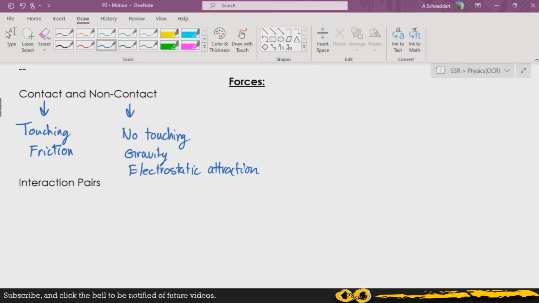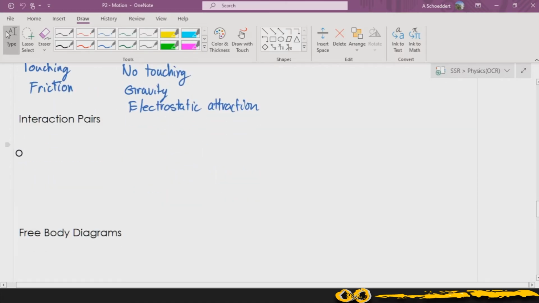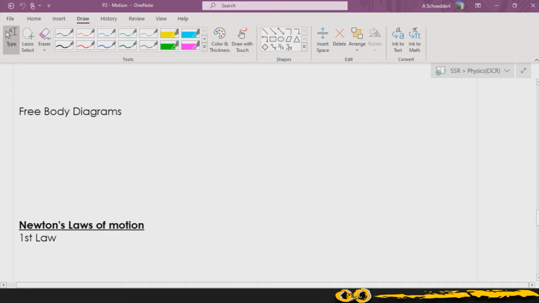In theory, the next section is interacting pairs, but I actually want to come back to these after we've gone through two more things. The first thing is the concept of a free body diagram, and while this is technically on the higher syllabus, it is, I think, useful for everyone to know how we do this. What you are trying to do is you're trying to show all the forces and directions on the center of mass. To do this, you need to start by drawing the center of mass.